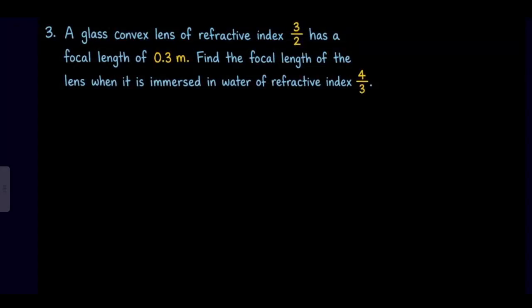Yeah, take this next problem. A glass convex lens of refractive index 3 by 2 has a focal length 0.3 meters. Find the focal length of the lens when it is immersed in water of refractive index 4 by 3.